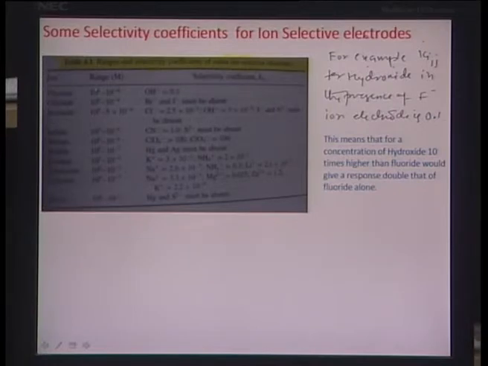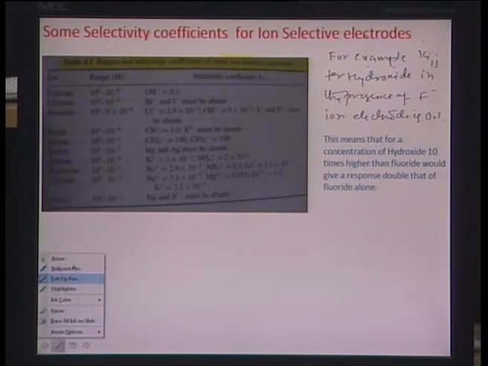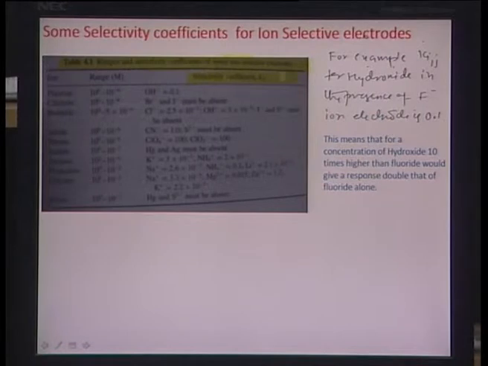So the ranges and selectivity coefficients of some ion selective electrodes are mentioned in this Table 4.1. How to interpret this table really? This here is giving the Kij value. So if you want to measure hydroxide, which is the primary ion in this case, in the presence of fluoride, the ion selectivity of hydroxide is only 0.1.